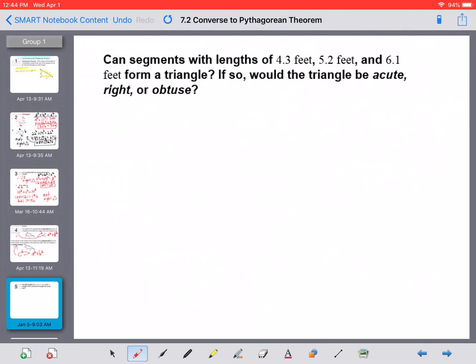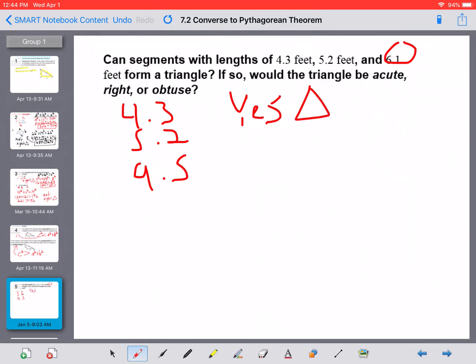First it's asked, can the segments with the lengths of 4.3 feet, 5.2 feet, and 6.1 feet form a triangle? Let's do that part real fast. Now remember, if you add the smaller two together, the number we're going to get is 9.5, and your third side, 6.1, is less than that number, then it can be a triangle. So yes, this can be a triangle. So then it says, if so, would the triangle be acute, right, or obtuse?